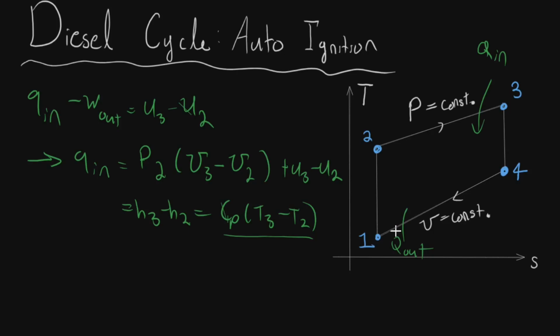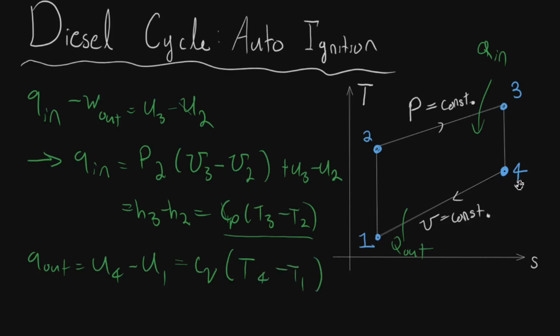Our Q out is going to be exactly the same as the Otto cycle, so I'll just go ahead and write it real quick. This is going to equal our U4 minus U1. Technically, it would be final minus initial, which would be U1 minus U4, but then we get a negative for Q out. So if you just want the absolute value of the Q out, then you do U4 minus U1. And this is going to equal our CV, constant volume specific heat, times T4 minus T1.